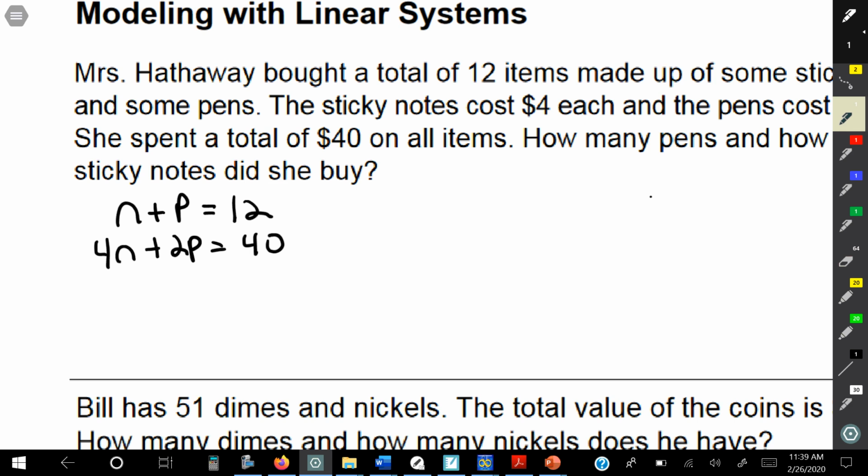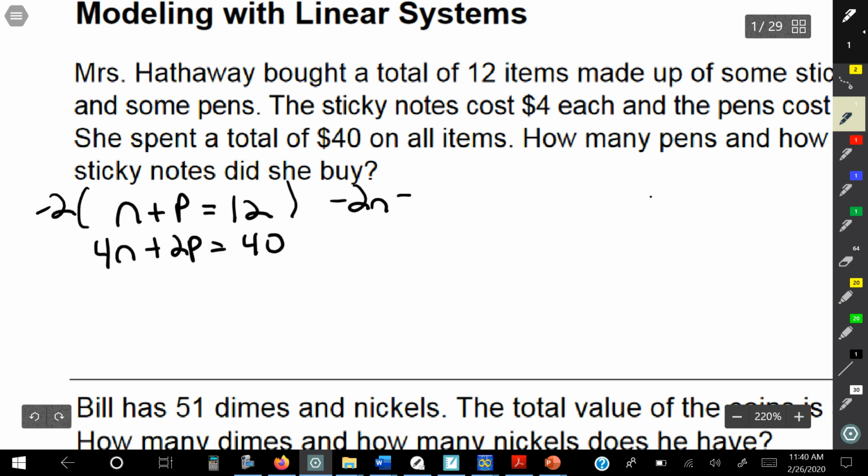All right, now that we have a system of equations, there's a couple of ways we could do it. We can solve for n or p and then plug that in, or we could do elimination. So I'm going to go ahead and do elimination. I'm going to multiply this top equation by -2. I could also do -4 to cancel out the n, but I'm just going to cancel out the p's here. That's going to give me -2n - 2p = -24.